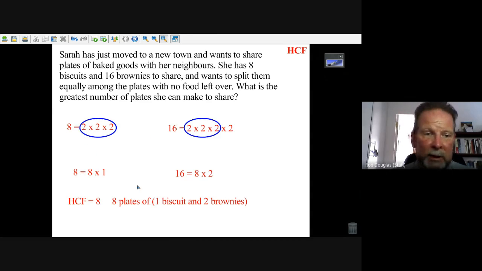Well, when she goes to split these up, she's going to have 8 plates. And there's going to be 1 biscuit on each plate, 8 times 1, and 8 times 2. There's going to be 2 brownies on each plate. So she's going to make 8 plates of 1 biscuit and 2 brownies. So the answer is 8. And it should hopefully make sense to you. You can see those 8 plates with the 1 biscuit and the 2 brownies. It's because 8 is the greatest number that goes into 8 and 16.